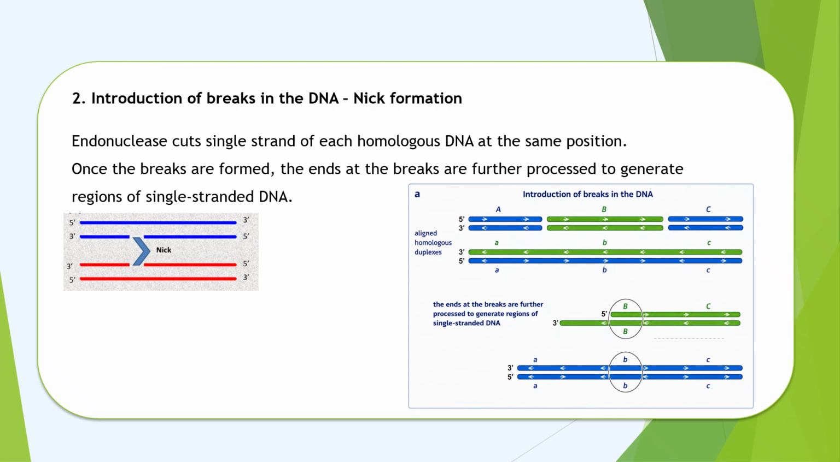After the alignment of the homologous chromosome, introduction of breaks in the DNA occurs, what we call nick formation. The enzyme endonuclease cuts single strand of each homologous DNA at the same position. Once the breaks are formed, the ends at the breaks are further processed to generate regions of single-stranded DNA.